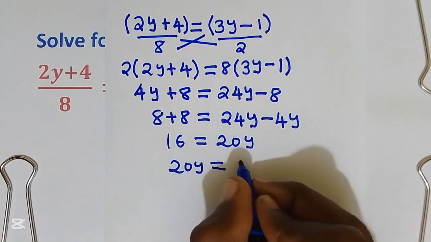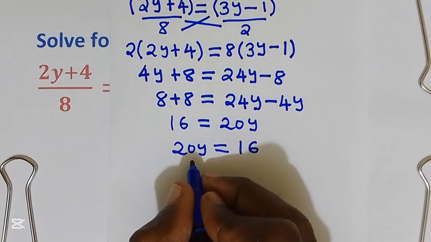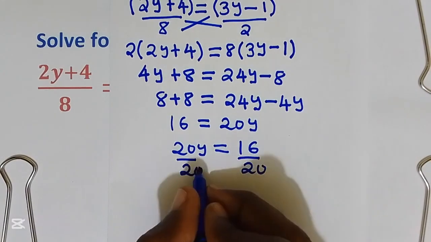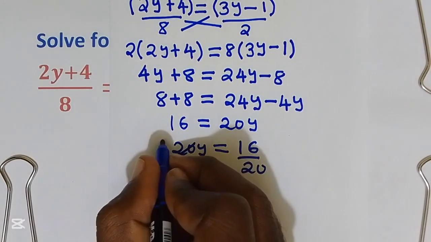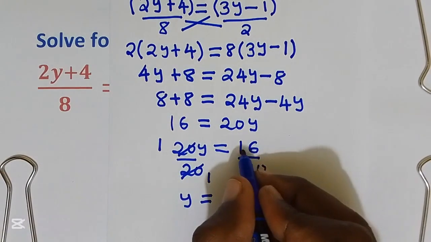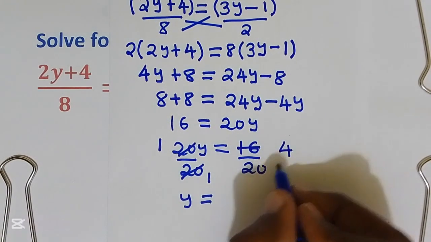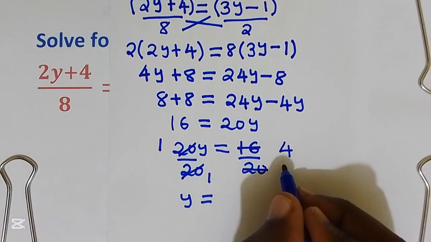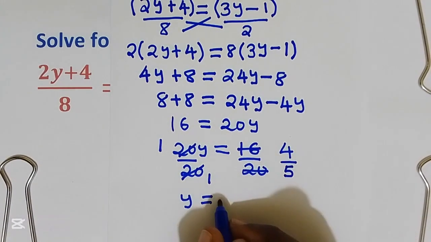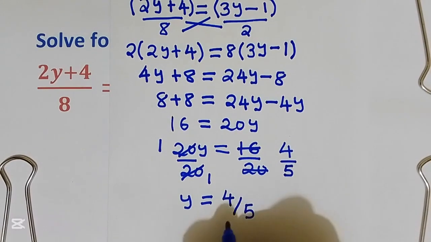20y is equal to 16. Divide both sides by 20. By 20 we get 1. We get y is equal to 16 over 20, we can simplify here, by 4 it is 4. By 4 we get 5. So the value of y is equal to 4 over 5.